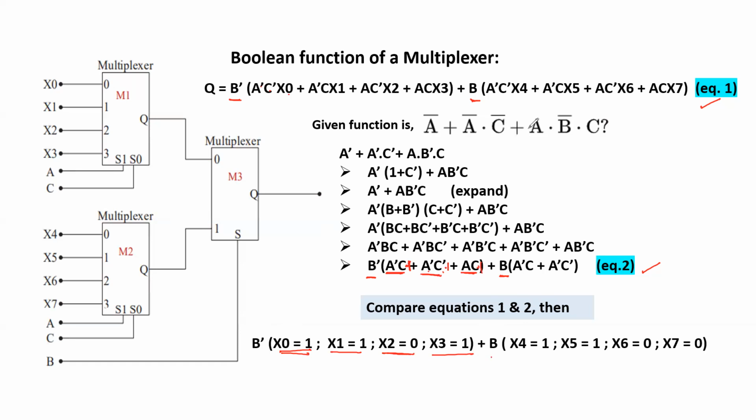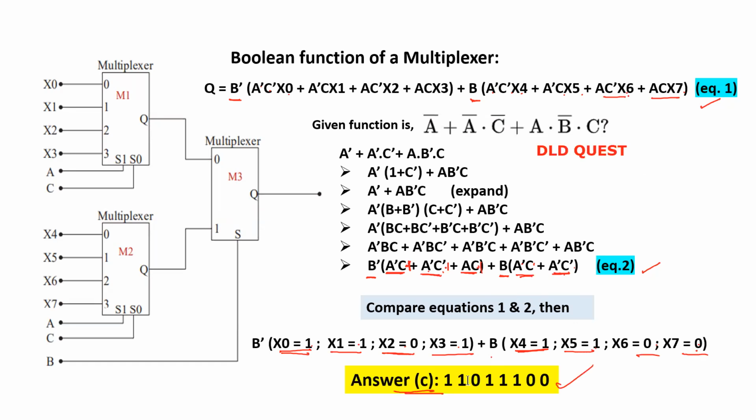Similarly, in the next bracket also the same. We have A dash C dash x4. Here also the A dash C dash term is there. Therefore, x4 equal to 1. Okay. Next, A dash C x5. Here the A dash C term is there. Therefore, x5 equal to 1. We have only two terms in the second expression. Therefore, the remaining two terms should be zeros. Therefore, x6 and x7 are 0 values. So this is our answer.